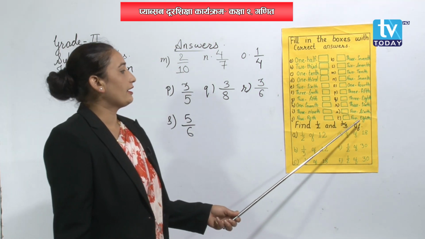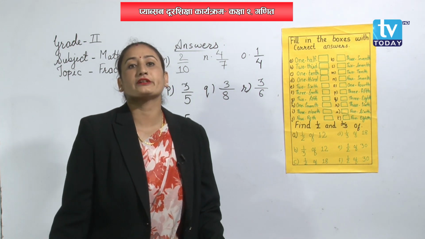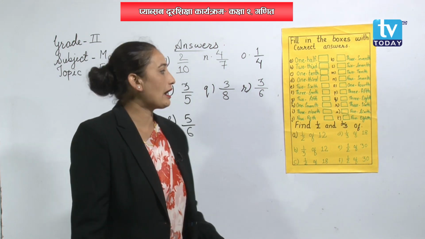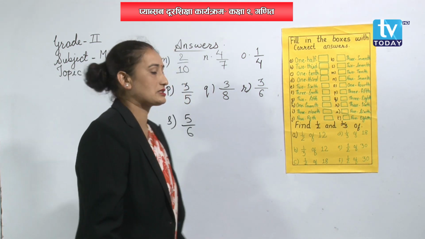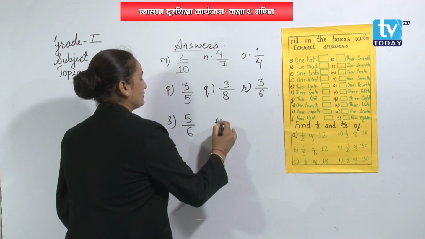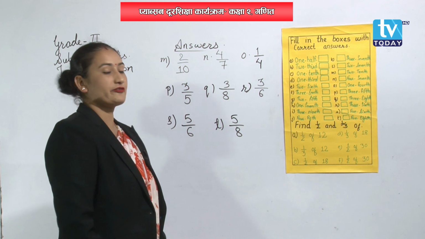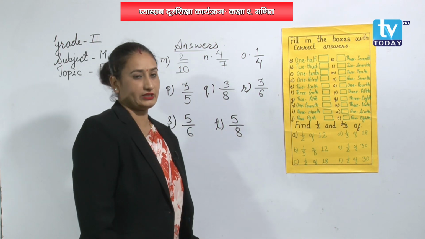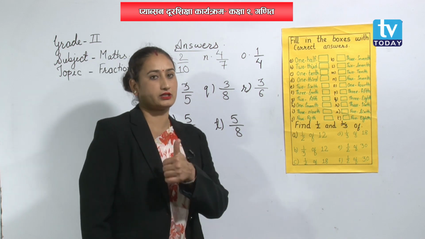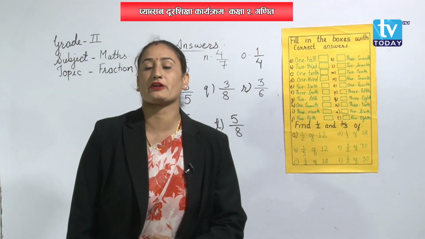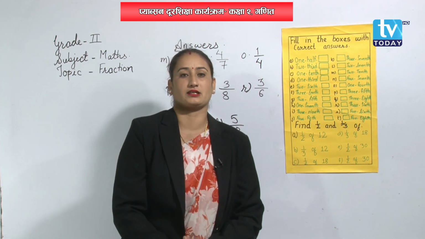Last is 5/8. Out of 8 parts, how many parts are shaded? 5 parts. So, how to write? 5 by 8. Have you written? Okay, very good. If you have written this one, then good. If you can solve it by yourself, that will be very much better than before classes.